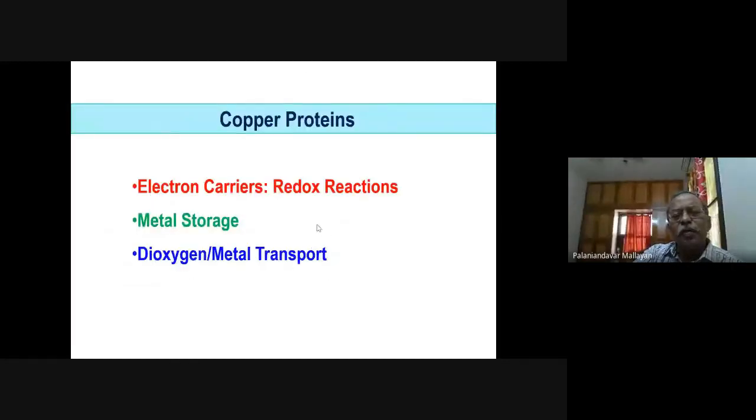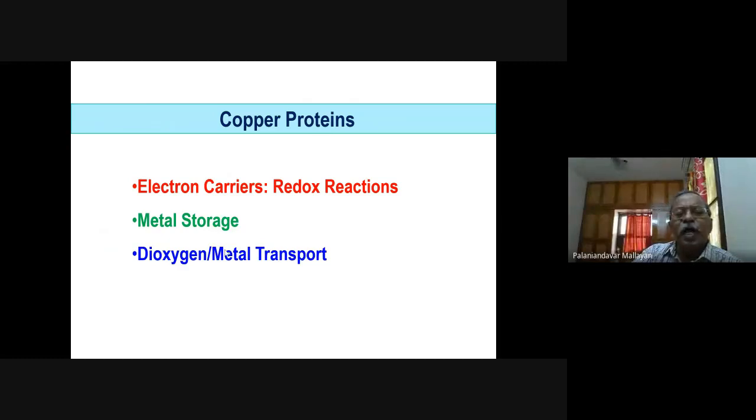And we should also remember what all the functions of copper are. This is the electron transport function, which we looked at already at length, and metal storage, how metallothioneins are used to store copper. We have not looked into that. If we have some time, we will look into how copper ions are stored in nature. Dioxygen transport we looked at. So today we will take up dioxygen activation: how dioxygen is activated by copper-containing metallo-biomolecules.